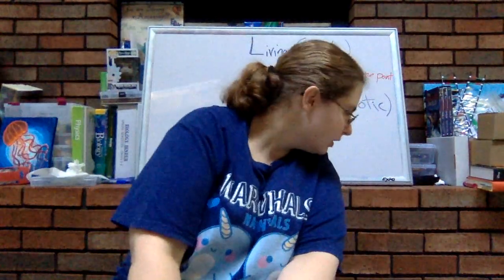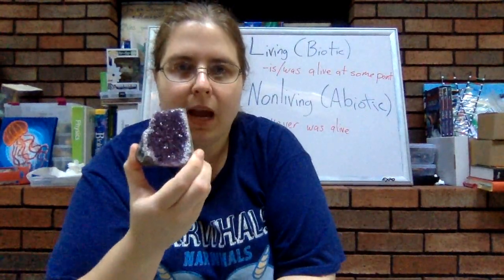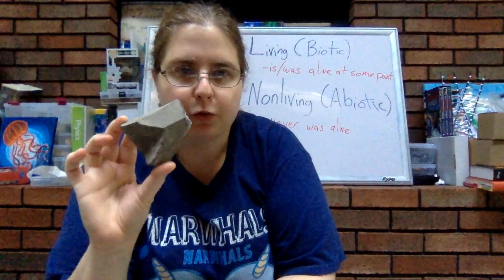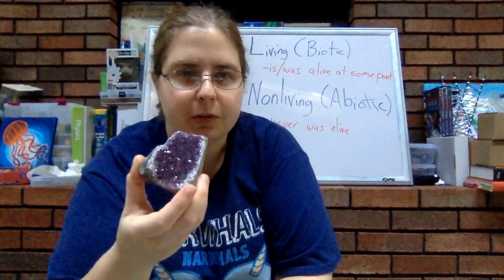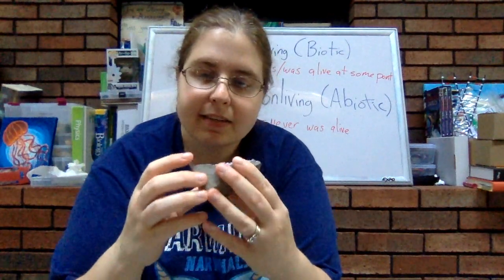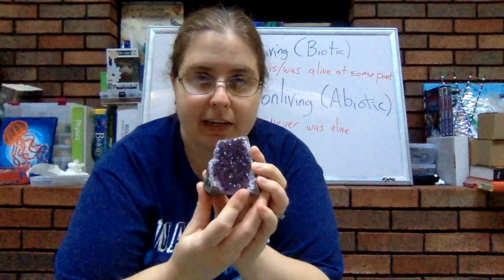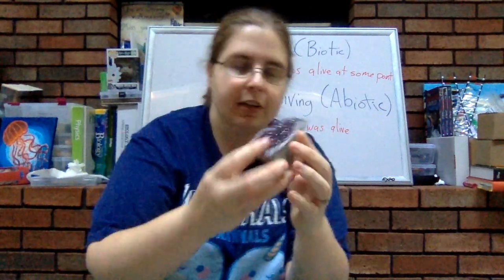All right, let's see. Where is that one? Ah, there it is. Amethyst. In a rock. Living or non-living? People say you can grow crystals, but that's not the same thing as a living thing growing. Rocks are abiotic. They are non-living factors.